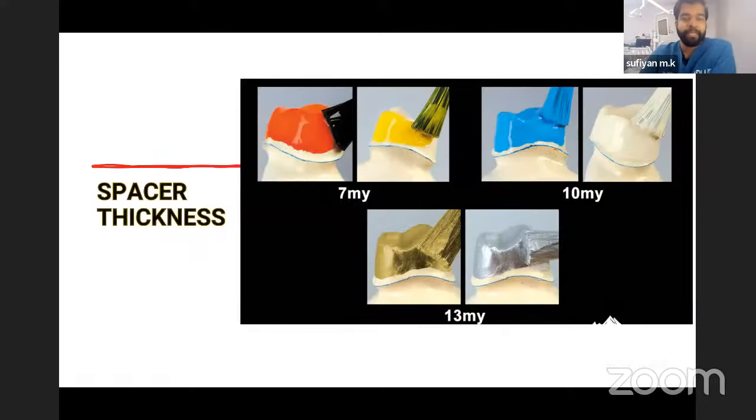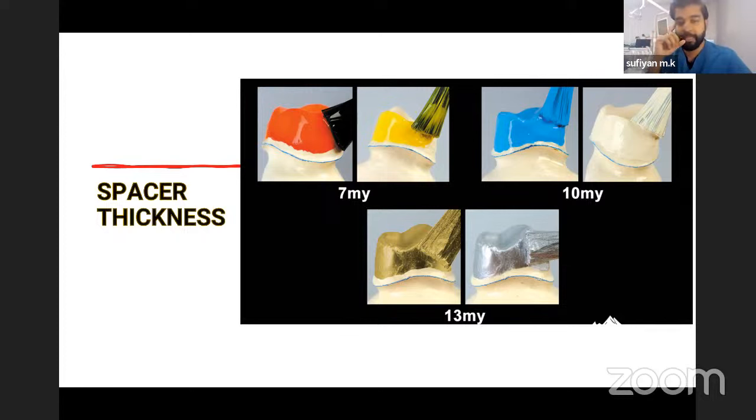Then ask the lab technician to use a thicker spacer thickness. Ask what kind of spacer he is using. You see in this different colored spacer. Tell the lab technician what kind of restoration you are doing and what kind of cement you will be using. If you're using a resin modified GIC or a GIC, it needs a thicker space. So the spacer thickness should be more. Why will the spacer be applied? That will compensate for the cement thickness.